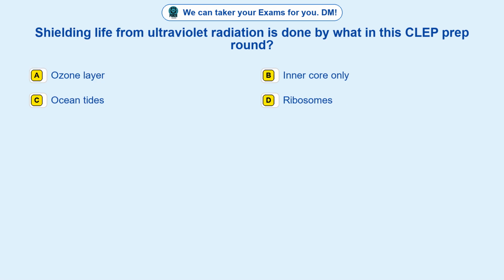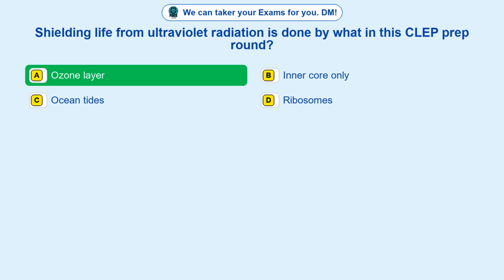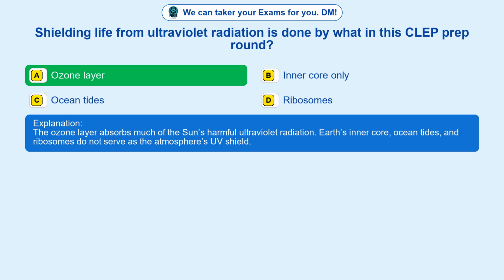Question 97. Shielding life from ultraviolet radiation is done by what in the CLEP prep round? Option A, ozone layer. Option B, inner core only. Option C, ocean tides. Option D, ribosomes. The correct answer is option A. Ozone layer. The ozone layer absorbs much of the sun's harmful ultraviolet radiation. Earth's inner core, ocean tides, and ribosomes do not serve as the atmosphere's UV shield.